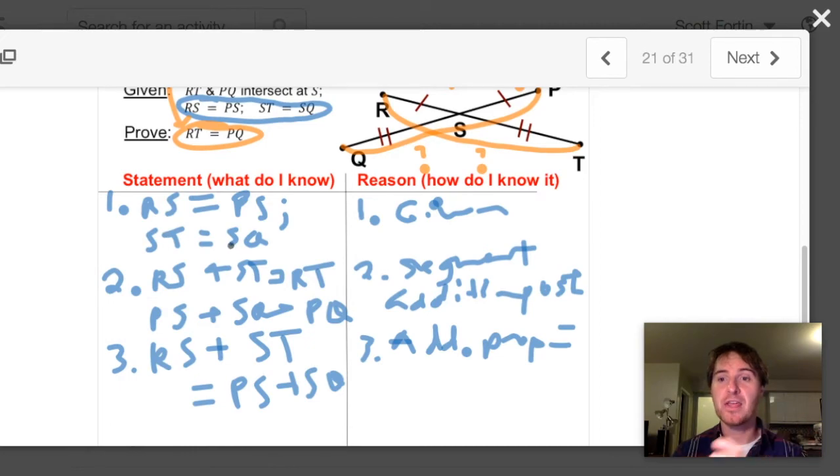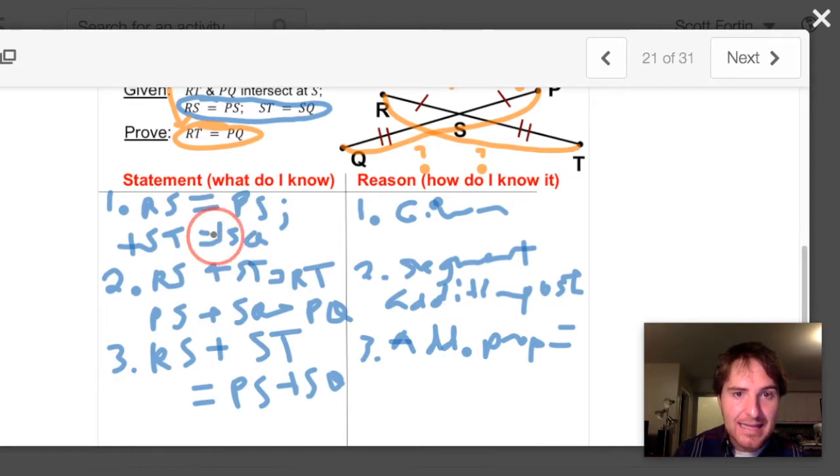You have another statement of equality, RT equals SQ. So what did you do going from step 1 to step 3? Well, we added the left sides together. Look at this here, RS plus ST, that's right here, and we added the right sides together. Right? We added the right sides together.